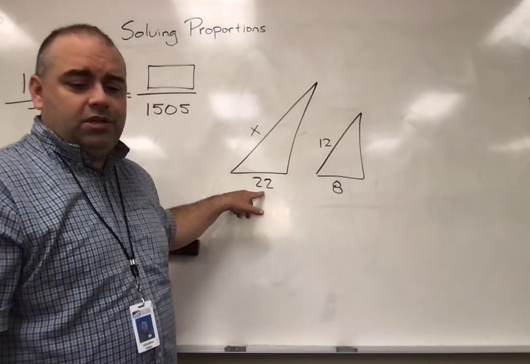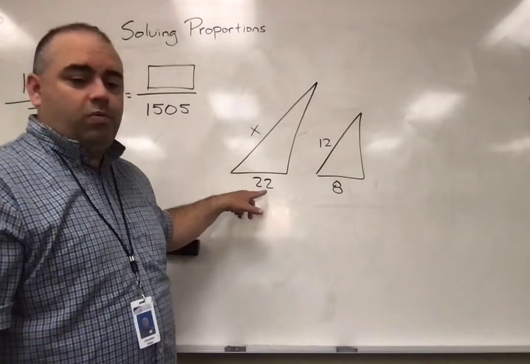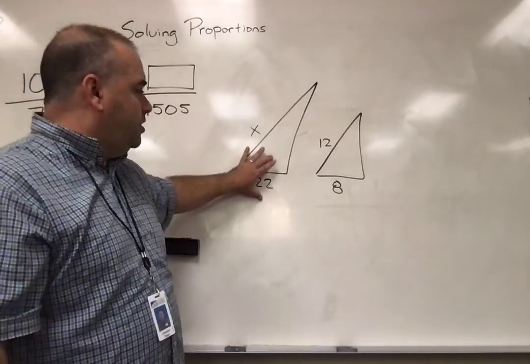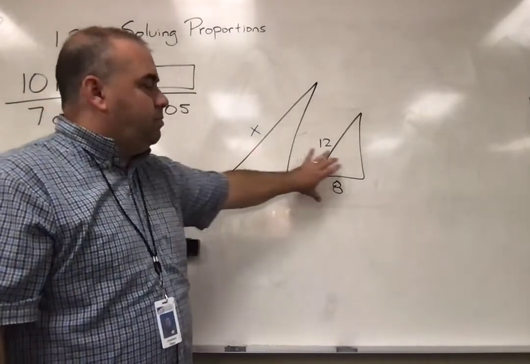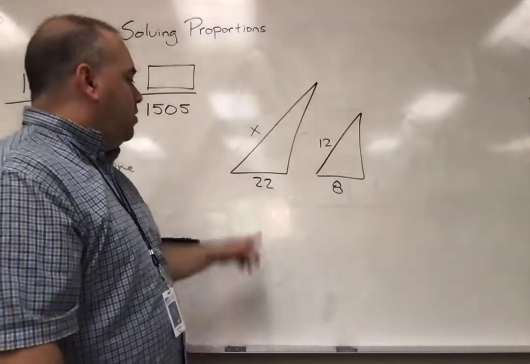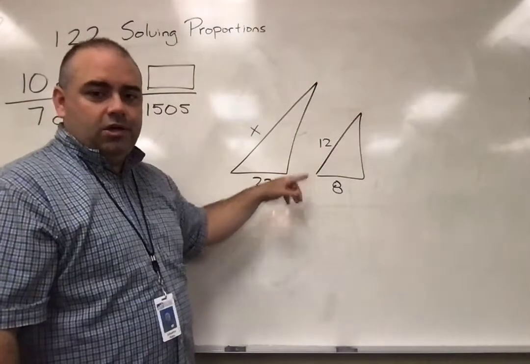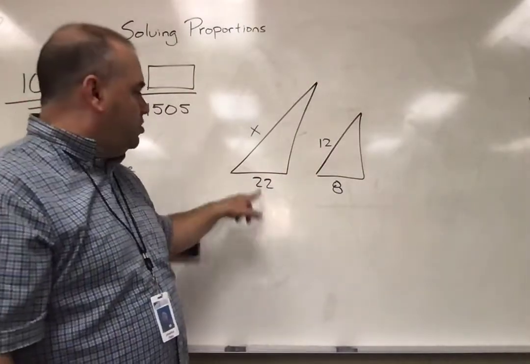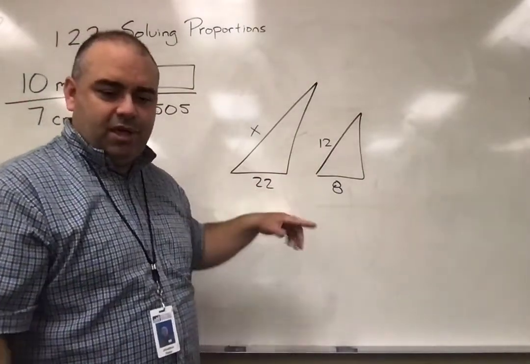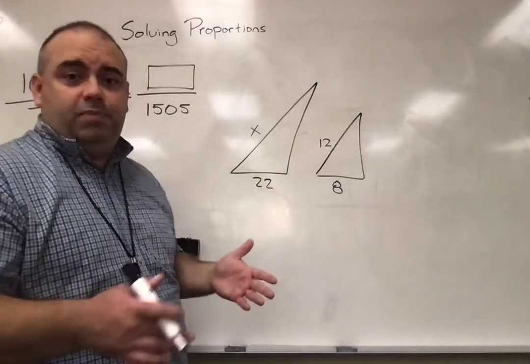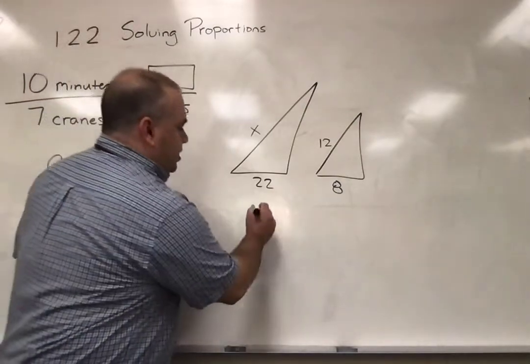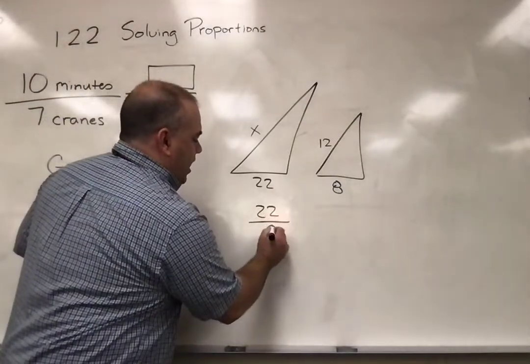So we're going to want to set this up as a proportion. So what we're going to do is find one number from this triangle that matches up with the number on this triangle. So I don't want to do 12 or 22 and 12 because they're opposite sides. So I'm going to keep my sides the same. So I'm going to go 22 and 8 because they're kind of the same sides but on different proportions. So I'm going to set it up as 22 over 8.